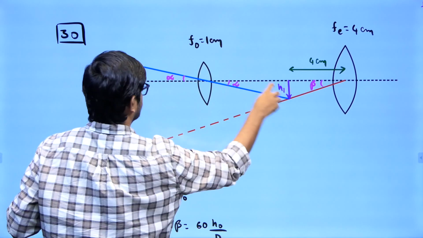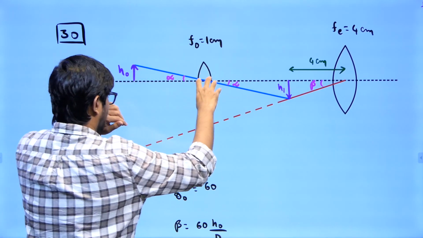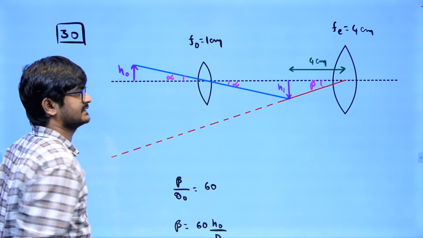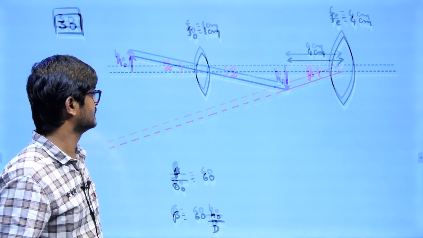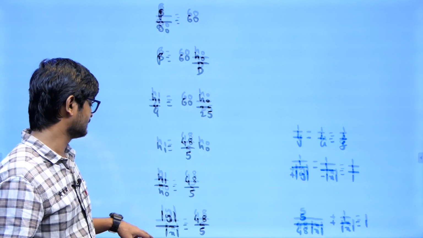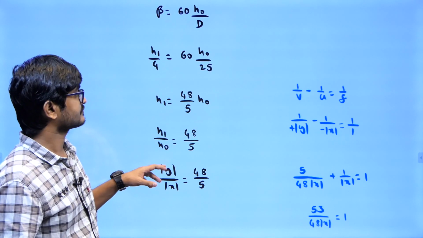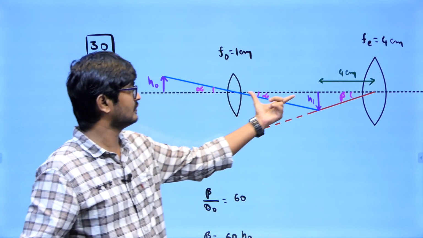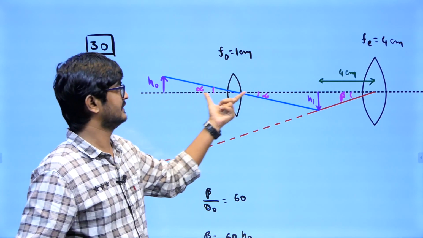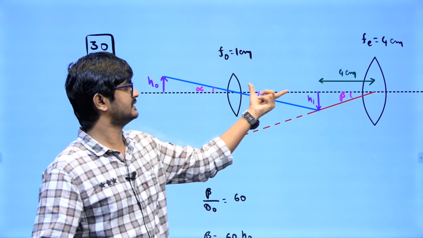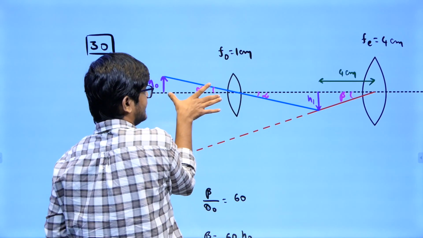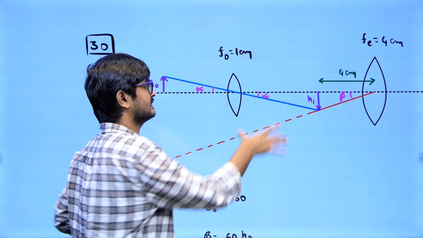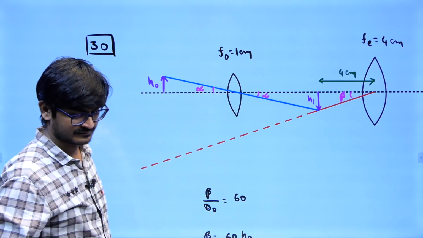What is h1 by h naught? You can see it is the magnification produced by this lens, right? Magnitude wise, h1 by h naught is nothing but the magnification produced, or I can say its magnitude is equal to v by u, image distance by object distance. If I am calling this x and this y, so I can say h1 by h naught is nothing but the ratio of these two distances.